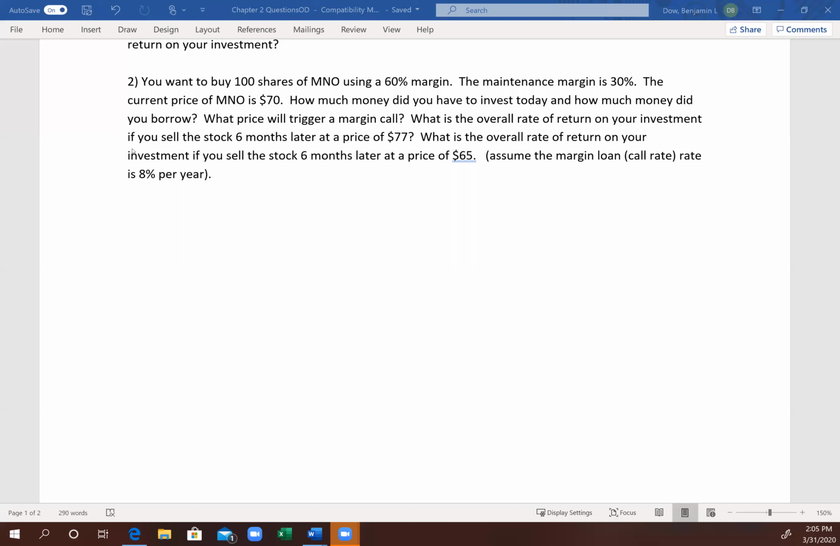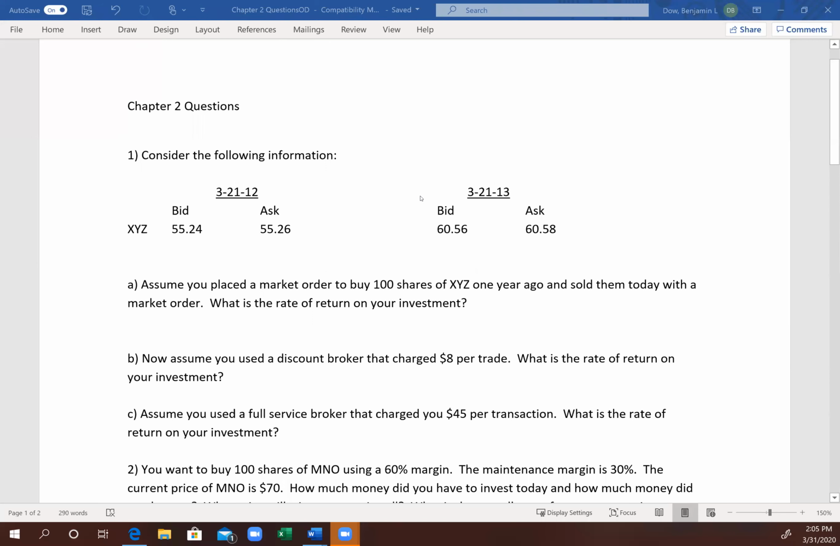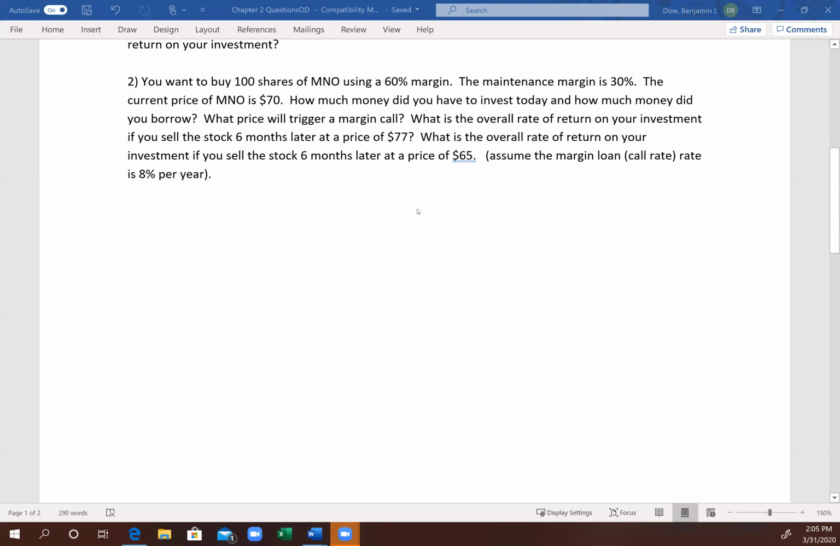So, if you remember, this was chapter 2 questions. And we got into this idea, and the only thing I want to go over is the margin transactions and short sales. The other's kind of self-explanatory. But if you remember, if we wanted to buy 100 shares of M&O using a 60% margin, what we were doing was borrowing some money and using some of our own money. Okay? Now, the 60% margin, we got to figure out what the equation is.